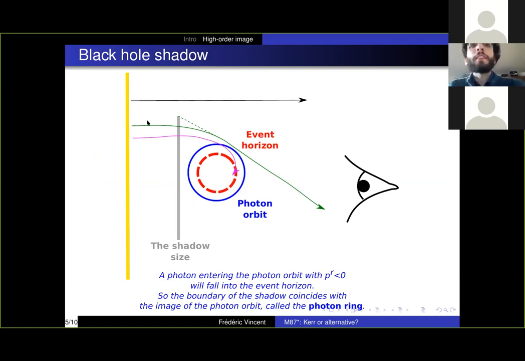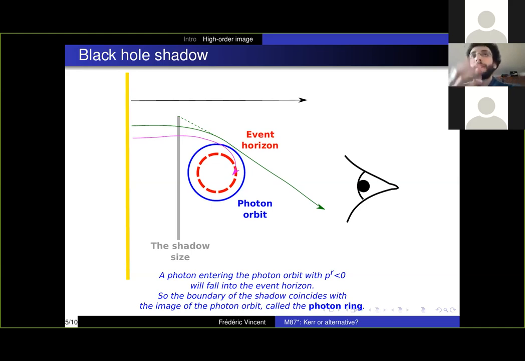Now, if I consider a photon that is closer to the black hole, the green photon here, for instance, you see that it is very strongly bent, but it's still able to reach the observer at infinity. Its pink neighbor here goes so close to the black hole that it's actually swallowed, so it is part of the black hole shadow. This is one of the photons that is screened by the presence of the black hole.